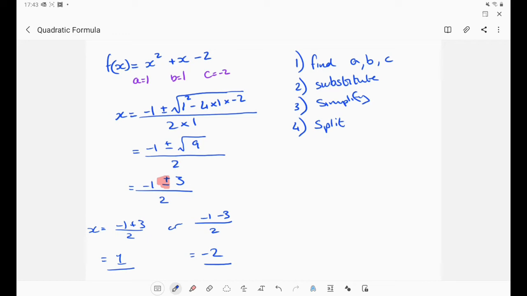What I'd like you to see is, yes, the quadratic formula would have worked had we chosen to use it, but it does take a lot more working. So if you can factorise it, always factorise it first.